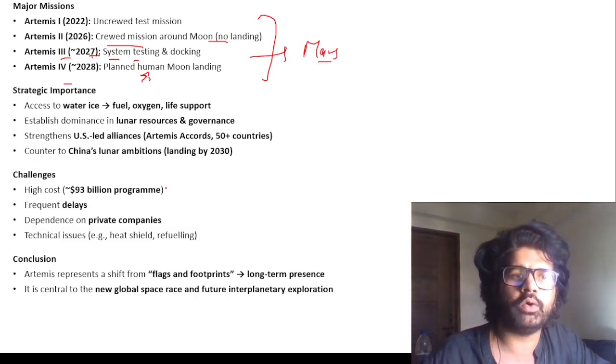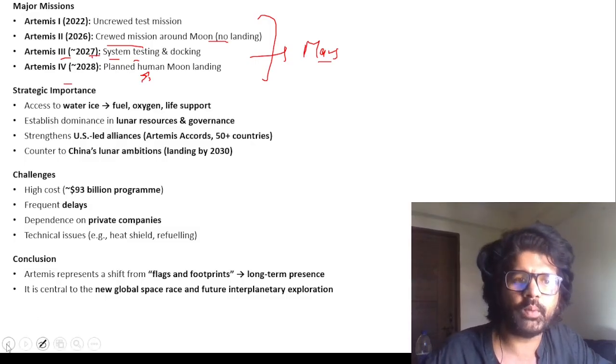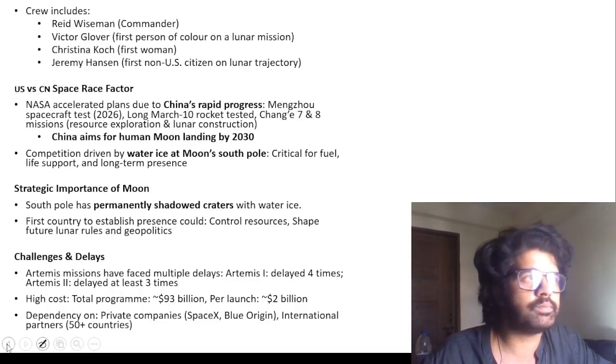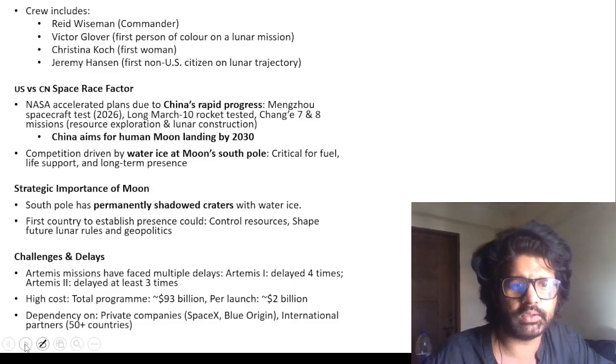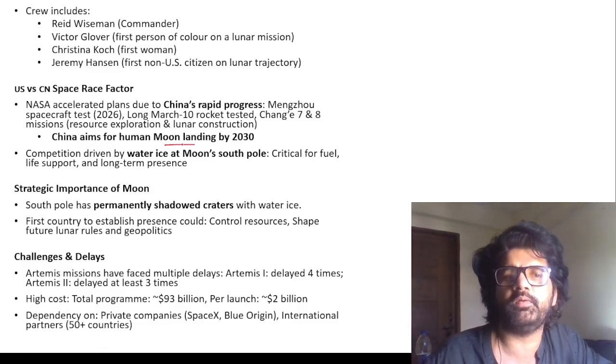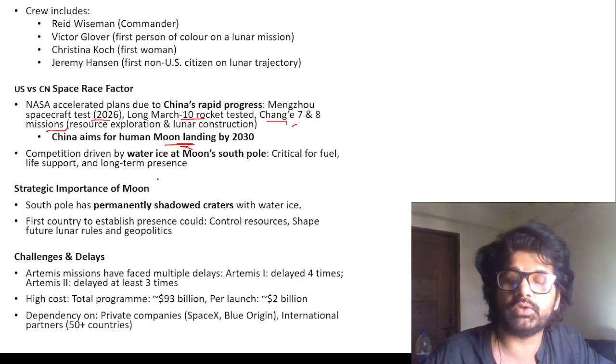So you can see how Artemis 2 has been a success, and why they want to do it so fast, because China is also planning to send humans to the moon by 2030. So there is a race going on between US and China, who will land on the moon first. Long March 10 rocket tested, Chang'e 7 and 8 missions associated with China. Remember these. Mengzhou spacecraft test, China is doing it.